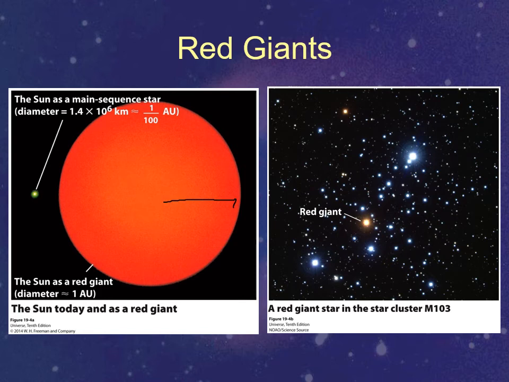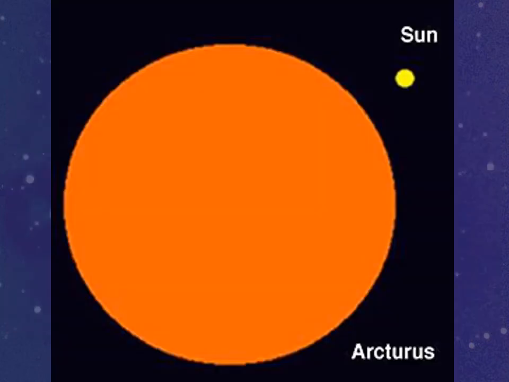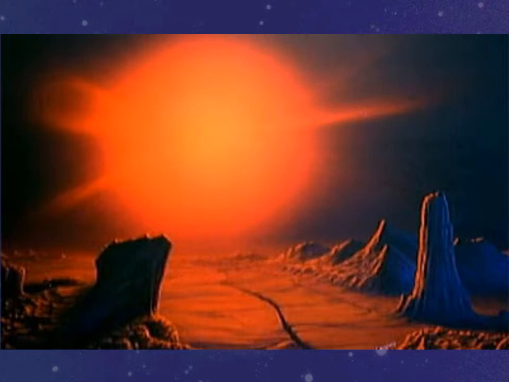These red giants tend to be very bright, so you see a lot of them in the sky. The star Arcturus, which we saw early in the semester, is a red giant star. Here are Arcturus and the sun by comparison, to give you an idea of size. So this is the view from Earth when the sun swells up to be a red giant.